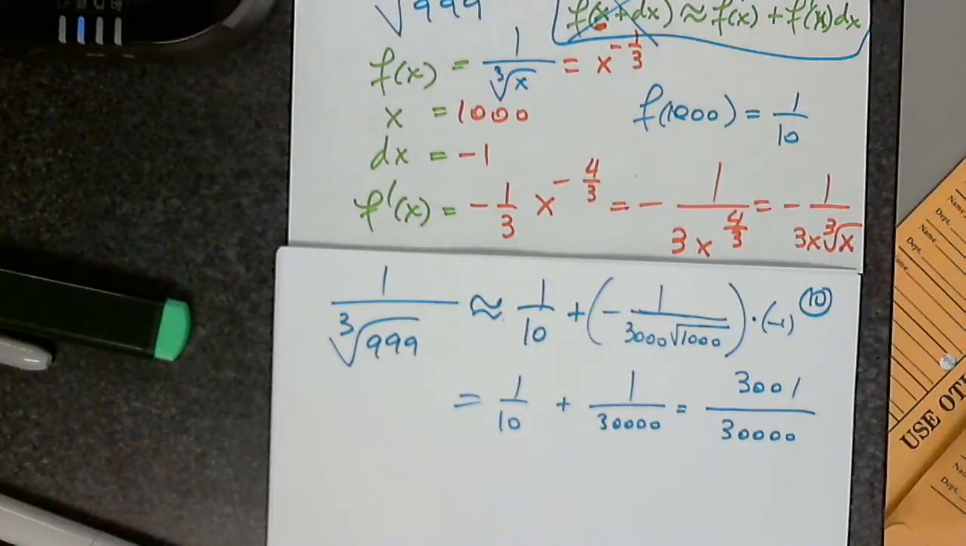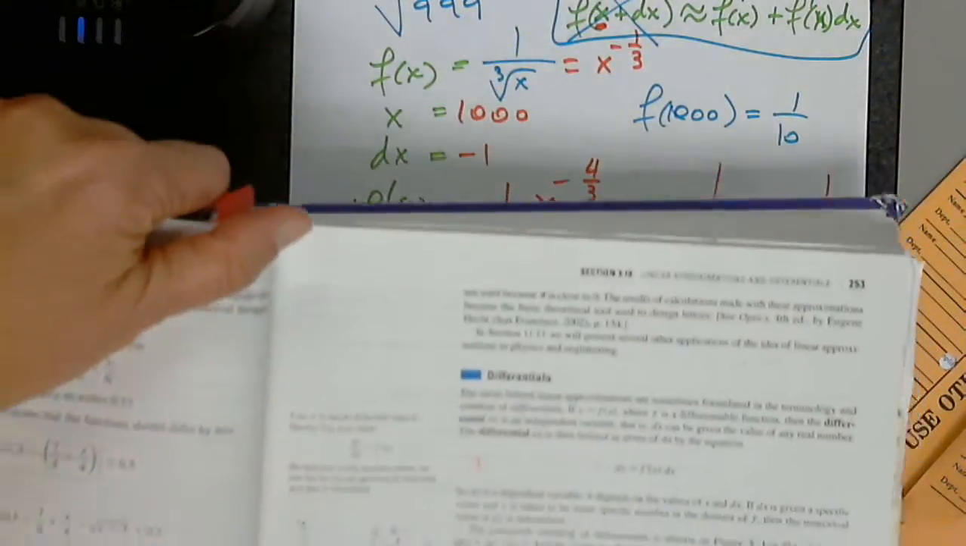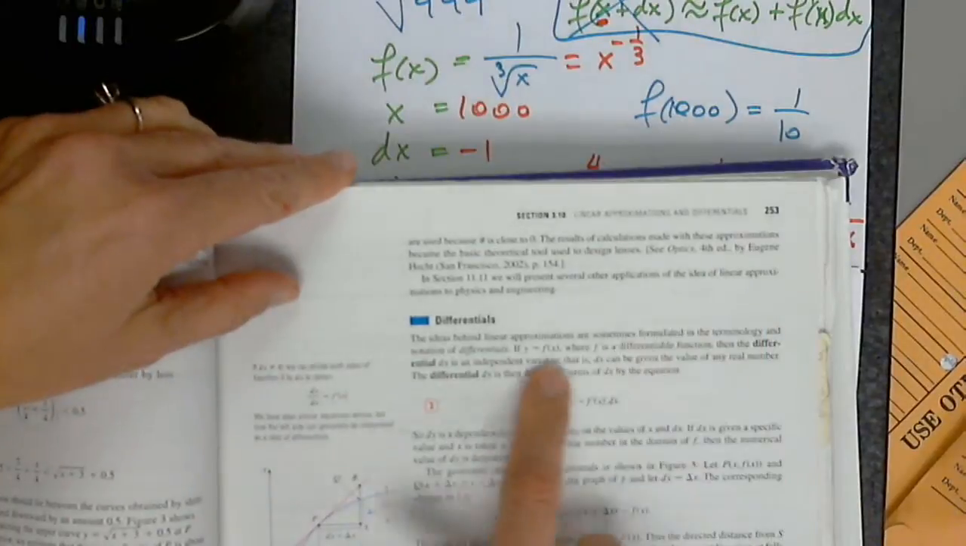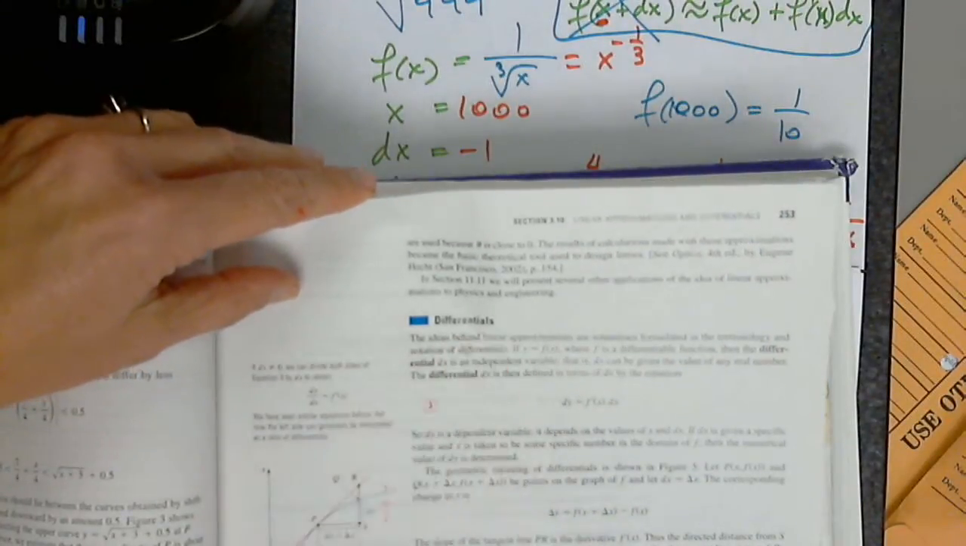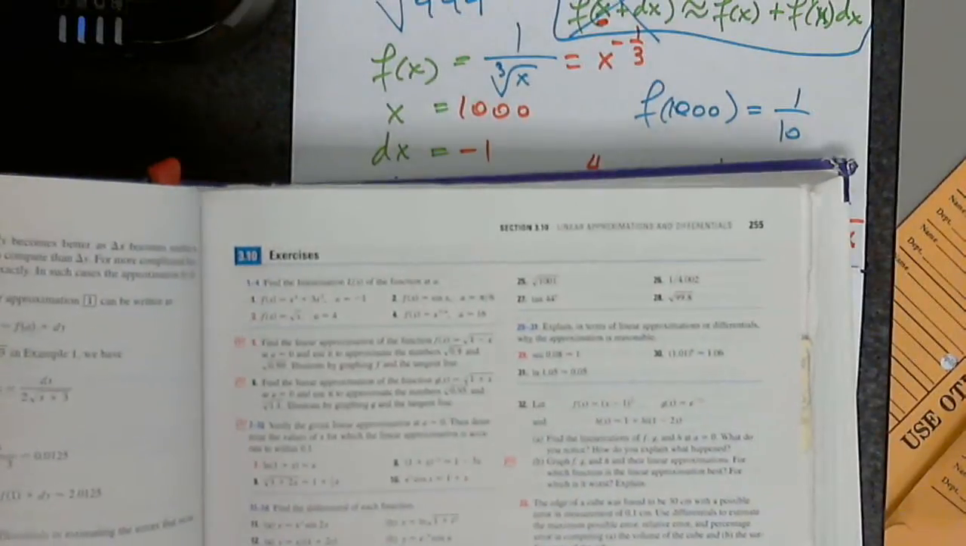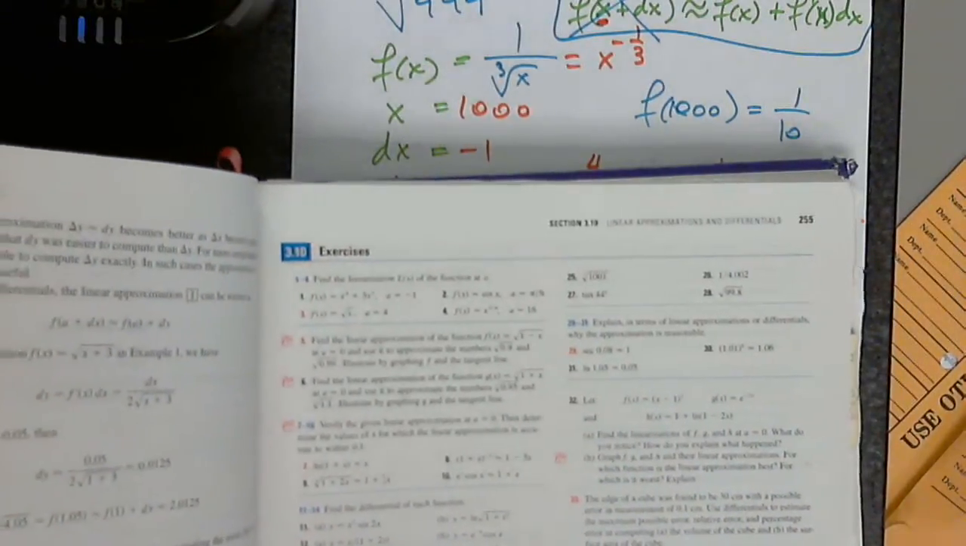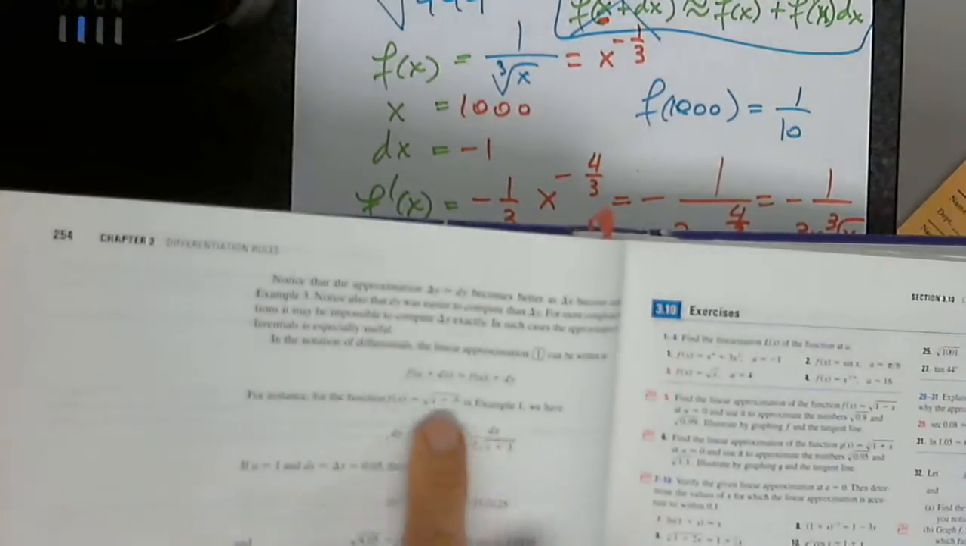It doesn't say use differentials. The differentials are on the next page, starting from page 253. So differentials on page 253, right here at the top. Somewhere they have to give that formula. It's not very clear in here. Okay, here it is, right here.